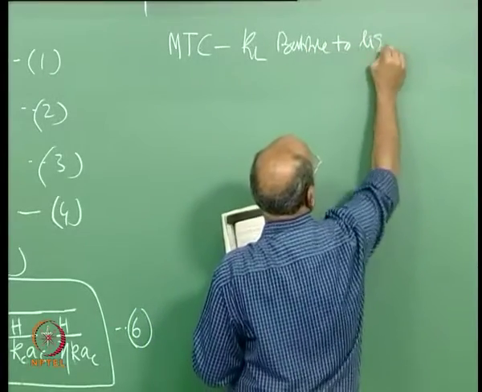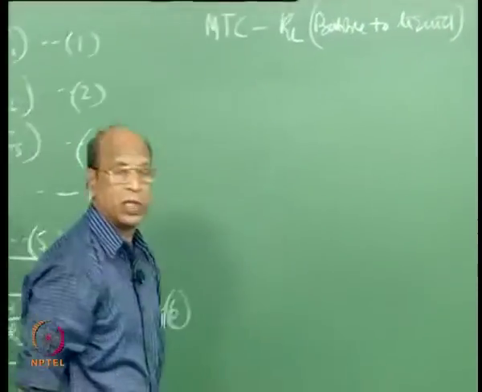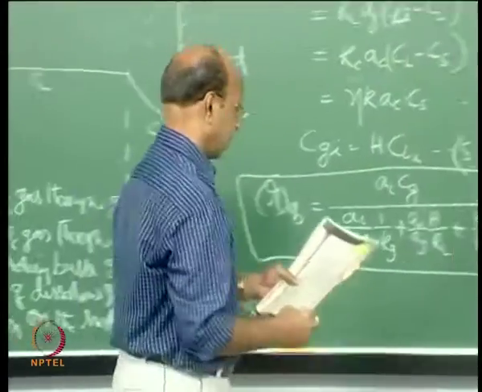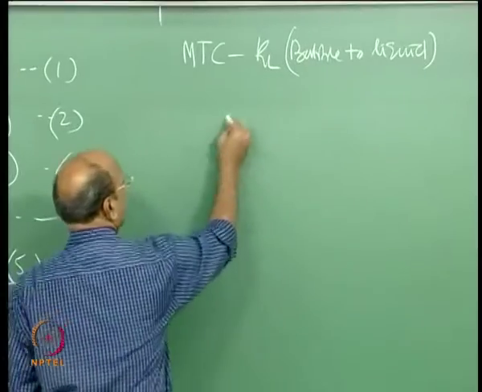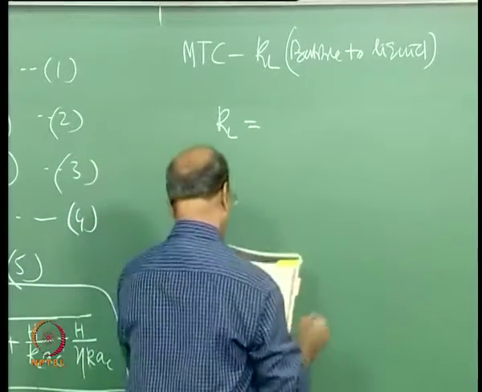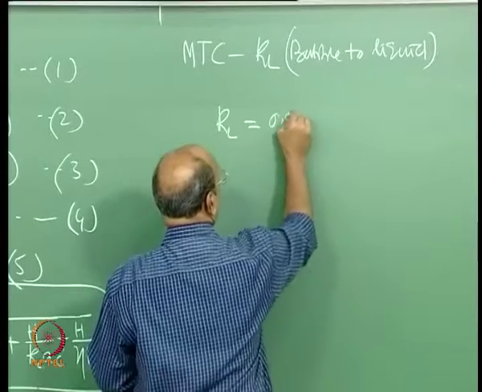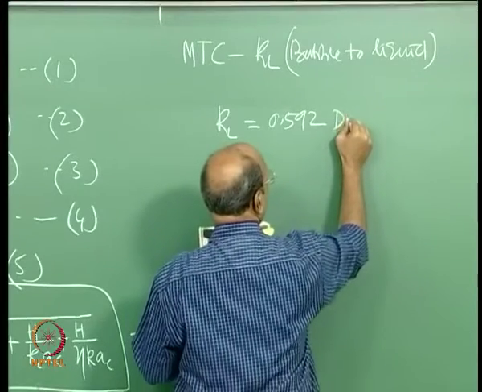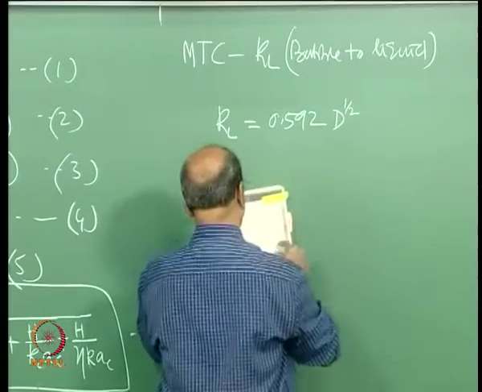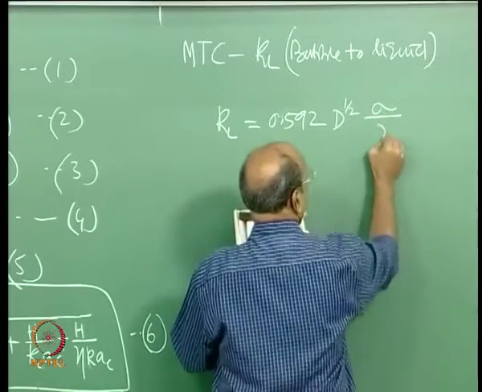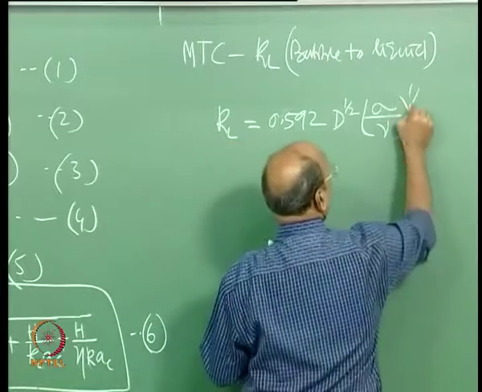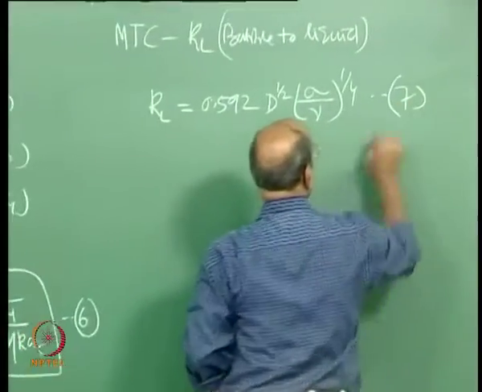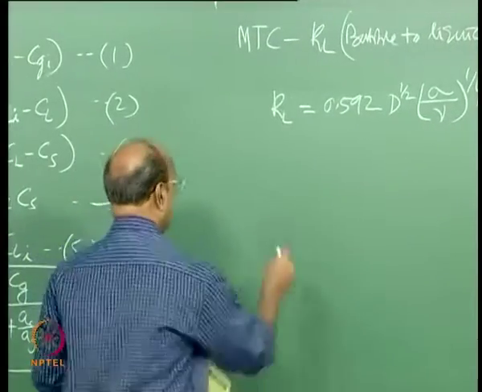That is the mass transfer, because whenever you say mass transfer coefficient, your question should immediately be from where to where, otherwise you do not know. So you have the KL equation given as 0.592, this is the diffusivity, gas diffusivity to the power of half, sigma by nu to the power of 1/4, if I go to 6, this is 7.